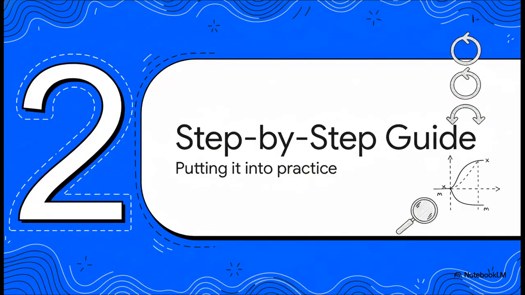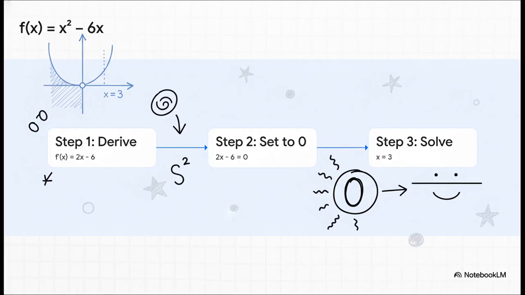And that leads us right into our step-by-step guide. Let's stop talking theory and actually put this into practice. We're going to see how this idea turns into a simple but really powerful three-step method. Okay, here we go. Let's take the function f(x) = x² − 6x. Step 1, we find the derivative, which turns out to be 2x − 6. Step 2, we take that derivative and set it equal to our magic number, 0. And finally, step 3, we solve that simple equation, and we get x = 3. That's it. It's that simple. We've just found the exact location of our flat spot.